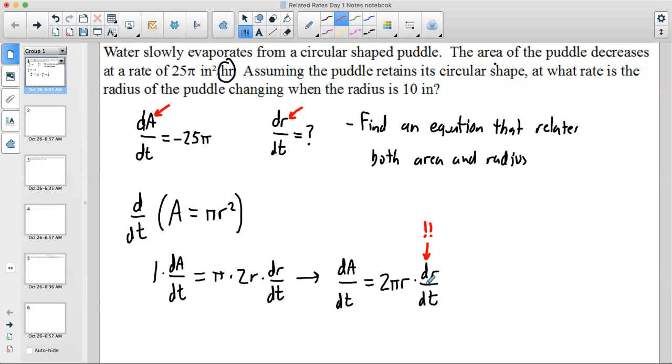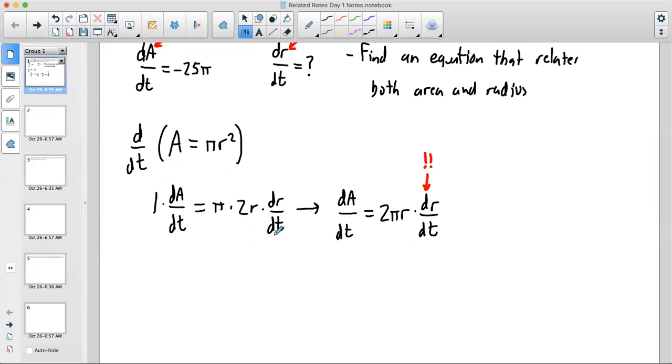There it is right there, the thing we were trying to find. And everything else in this equation we know. It says at what rate is the radius of the puddle changing when the radius is 10 inches. So they gave me the r that I want to know, that's 10. And I know that dA/dt is negative 25 pi. So I'm just going to fill in all the things that I was given.